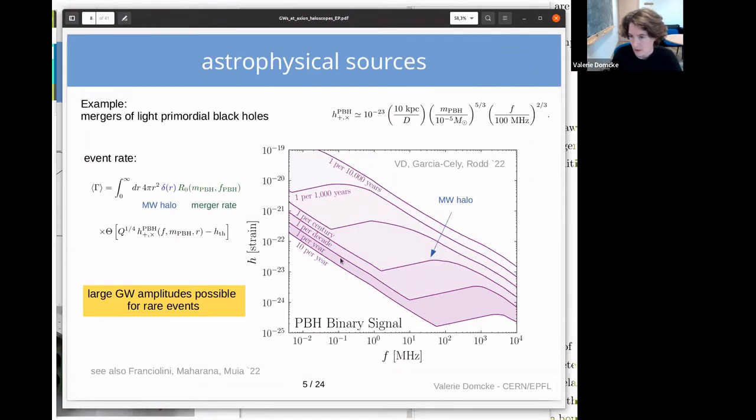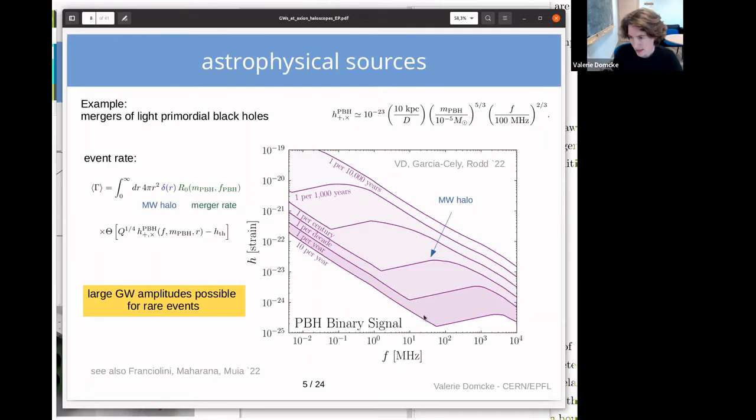So for example, if you had a detector here at 100 megahertz with a strain sensitivity of 10 to minus 23, right, you would expect, well, let's go down here. Let's say we have 10 to minus 24 strain sensitivity, right? Then we would expect one event per year, which is something somewhat reasonable on the timescale of a detector.